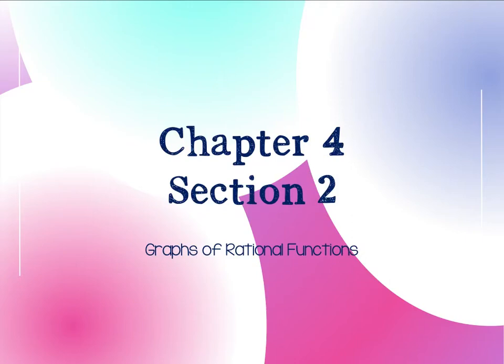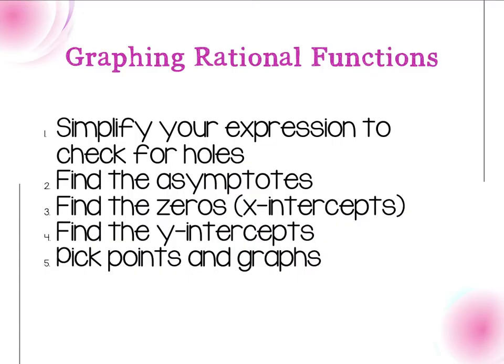All right, so 4.2 is called graphs of rational functions. Like I said, it's a continuation of 4.1. In 4.1, we were doing our vertical asymptotes, our horizontal asymptotes, our zeros, our holes, right? And y-intercepts. Now we're going to put it all together in a graph.